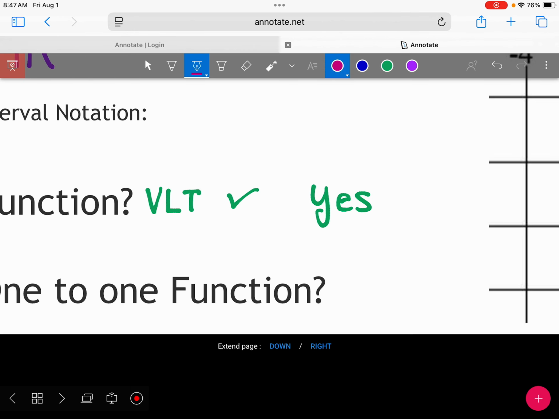So our horizontal line test, that one fails. So it is not a one-to-one function. It only takes one failure for us to say no. I don't care if it only crosses twice, one time. Like, I don't care. It just takes one. Again, I think of it as hair in your food. It only takes one.